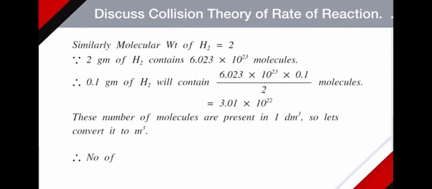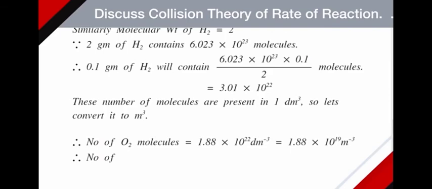Therefore, number of oxygen molecules is equals to 1.88 into 10 to the power 22 per dm³, which is 1.88 into 10 to the power 19 per meter cube. Similarly, number of hydrogen molecules is equals to 3.01 into 10 to the power 22 per dm³, which is 3.01 into 10 to the power 19 per meter cube.